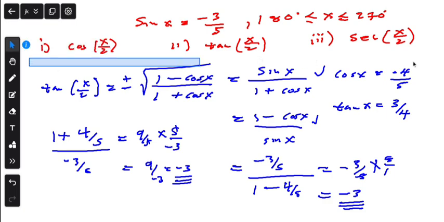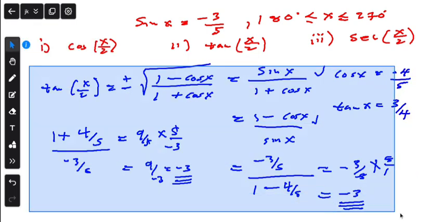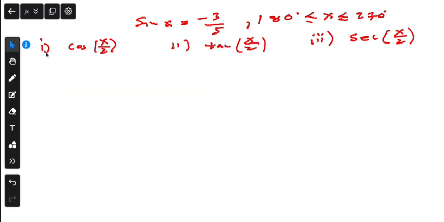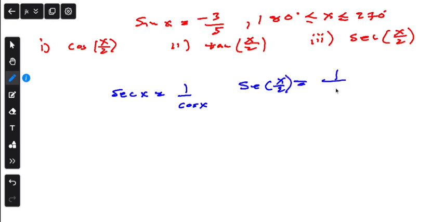Okay, so you can try that, which is sec of x divided by 2. So let me just give you the hint how to go about this one. You know that sec x is equal to 1 over cos x. So sec of x divided by 2 is the same as 1 over cos of x divided by 2.